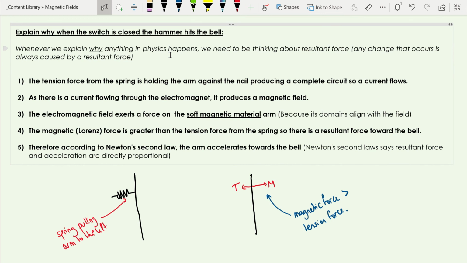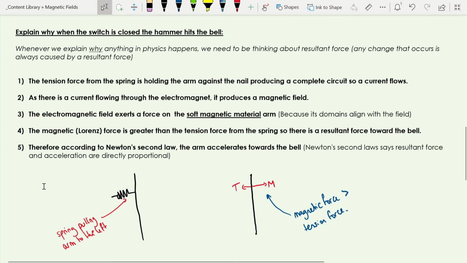So in terms of the starting point, we're in this diagram over here on the left hand side. There's a spring which is holding the arm against the nail, and what that means is we can have a current flowing. Let me show the nail on the diagram. We've got the nail up here, so your current goes up here and into your nail. We've got a complete circuit, so a current flows. That's our first key thing to say.